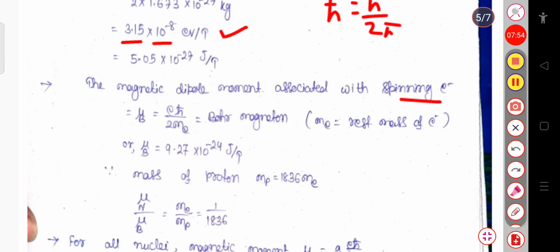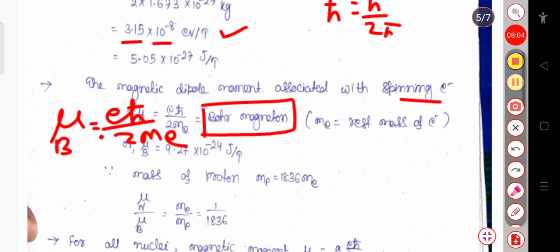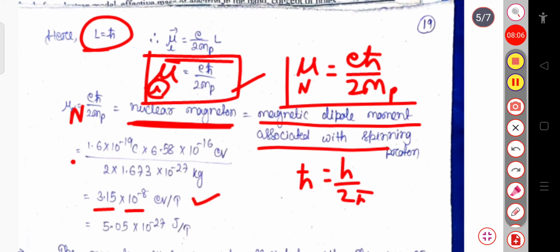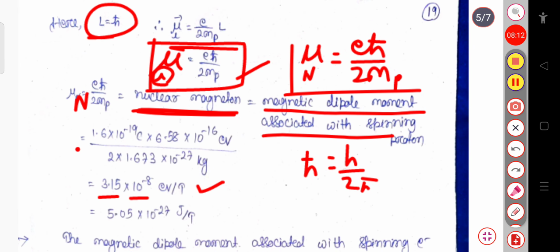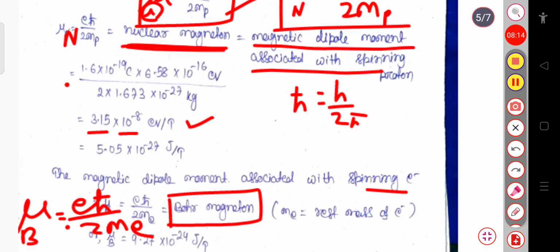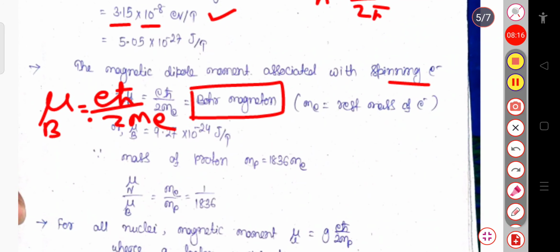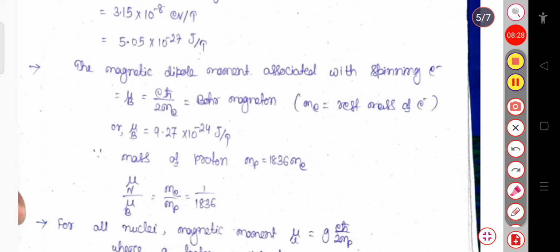We can write this as mu B equal to EH bar divided by 2 Me, and this is called the Bohr magneton. So you can see the expressions are the same. Our general expression is mu equal to EH bar divided by 2 MP, and here simply this mu is replaced by mu B, for the Bohr magneton, equal to EH cut divided by 2 Me. This Me represents the rest mass of the electron.